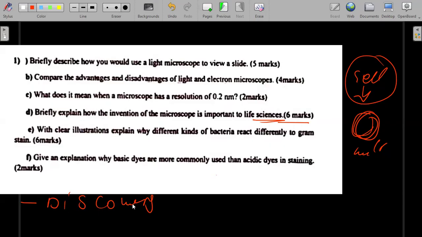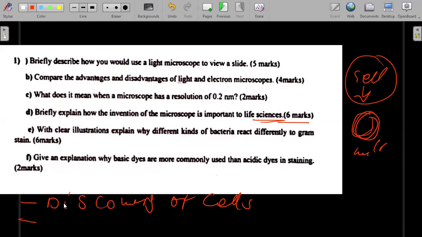So you can say it is used in the discovery of cells. That's one of the importance of this microscope. What's the other importance of microscopy? So we have one. We have to give about 6 importance of microscope. Apart from discovering of cells, what else? What's the use of microscope in science?